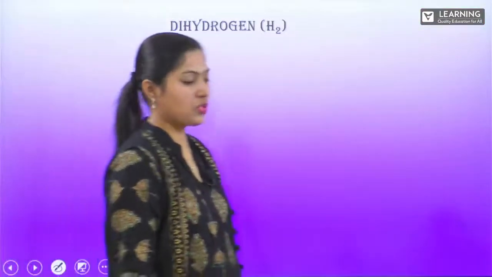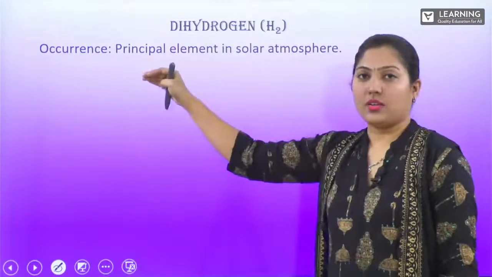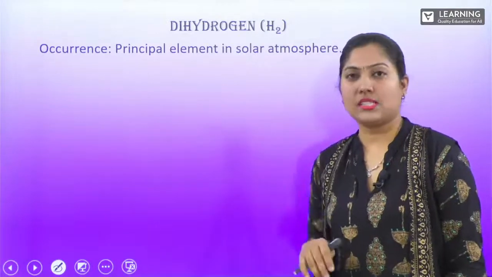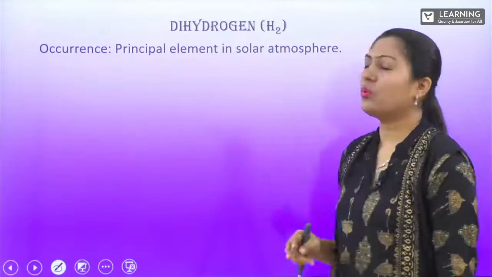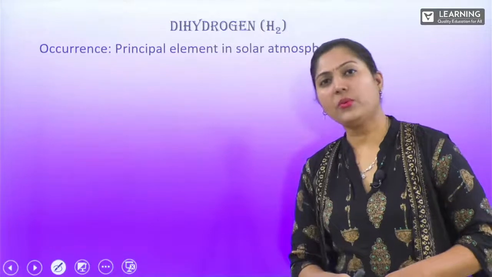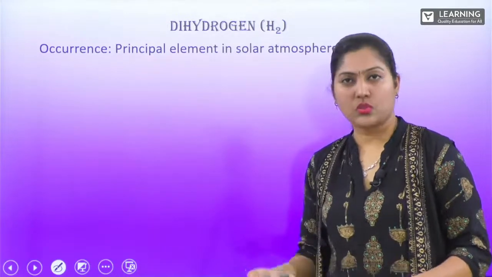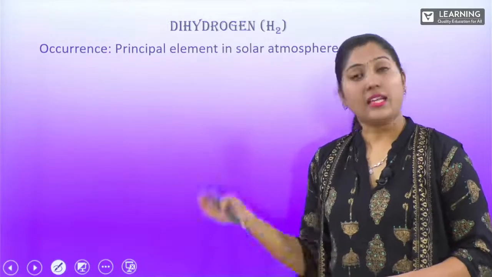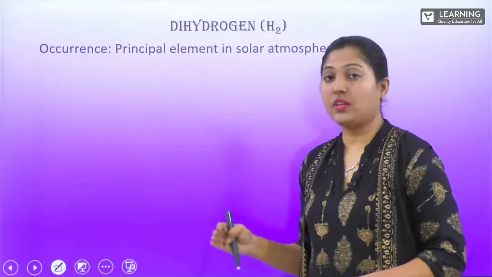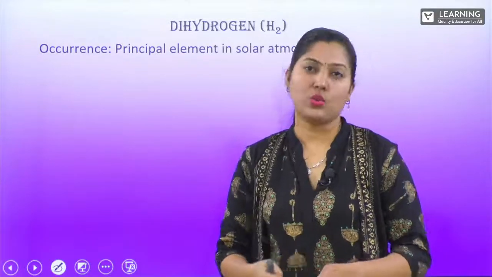Next, dihydrogen. What are the things we can see in this? Occurrence and the preparation we'll see. So how do you and where do you find this hydrogen, students? You remember hydrogen is a gas, in the air, the atmosphere? Yes, it is. And it is not only in the atmosphere, it is there in water form also, because we know water is made up of H2O.